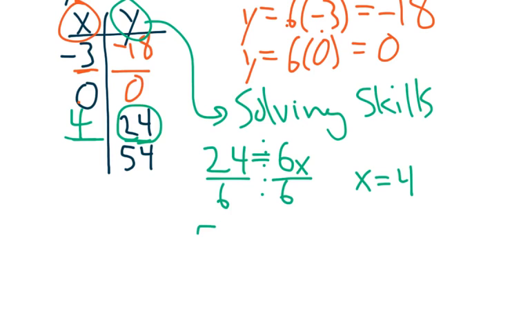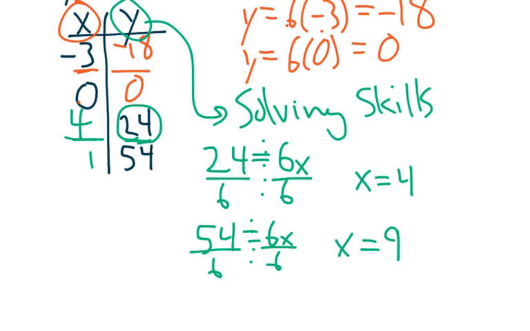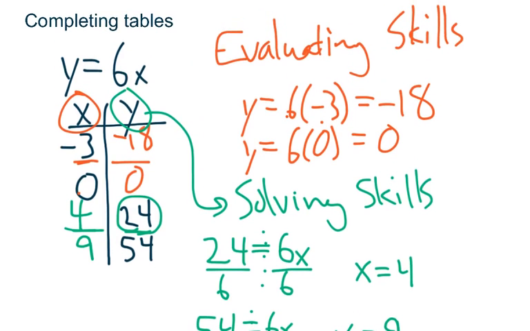Repeat the process. 54 is equal to 6x. Draw my mirror line, divide by 6, divide by 6. X must equal 9. And there we go.